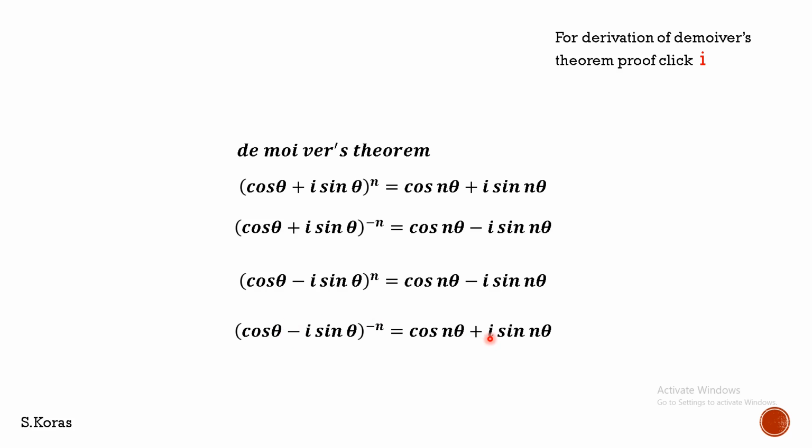Along with i, just bring only the positive value of the power into the cos ratio and into the sine ratio. When n comes here, it will become cos n theta, and when n comes here, it will become sine n theta. So we received it. This is a very simple shortcut to do any de Moivre's theorem problems.